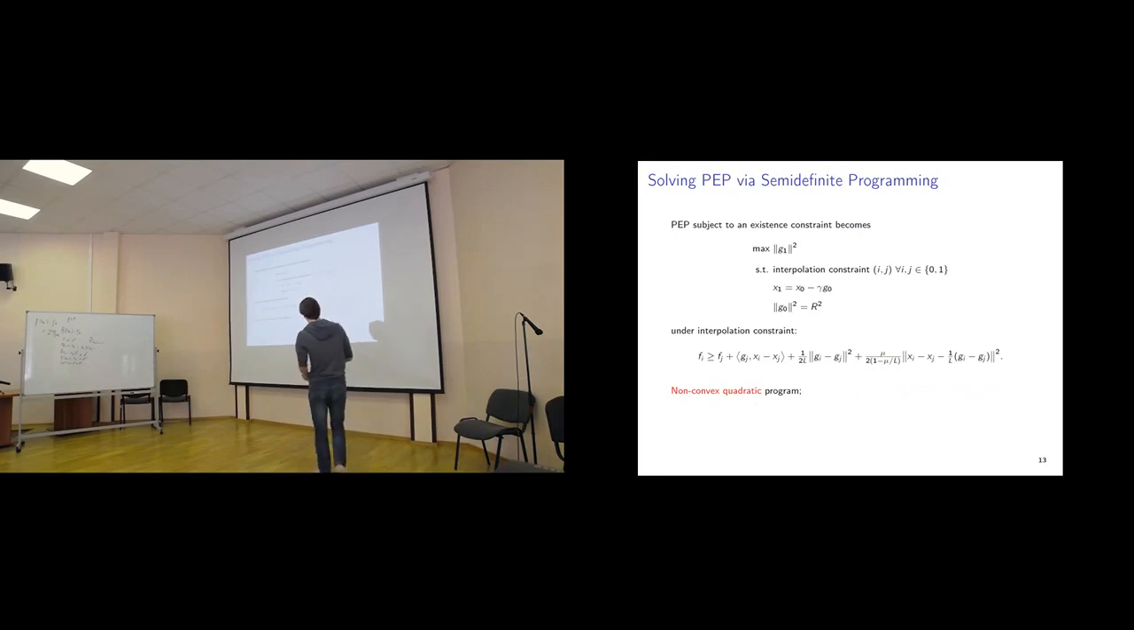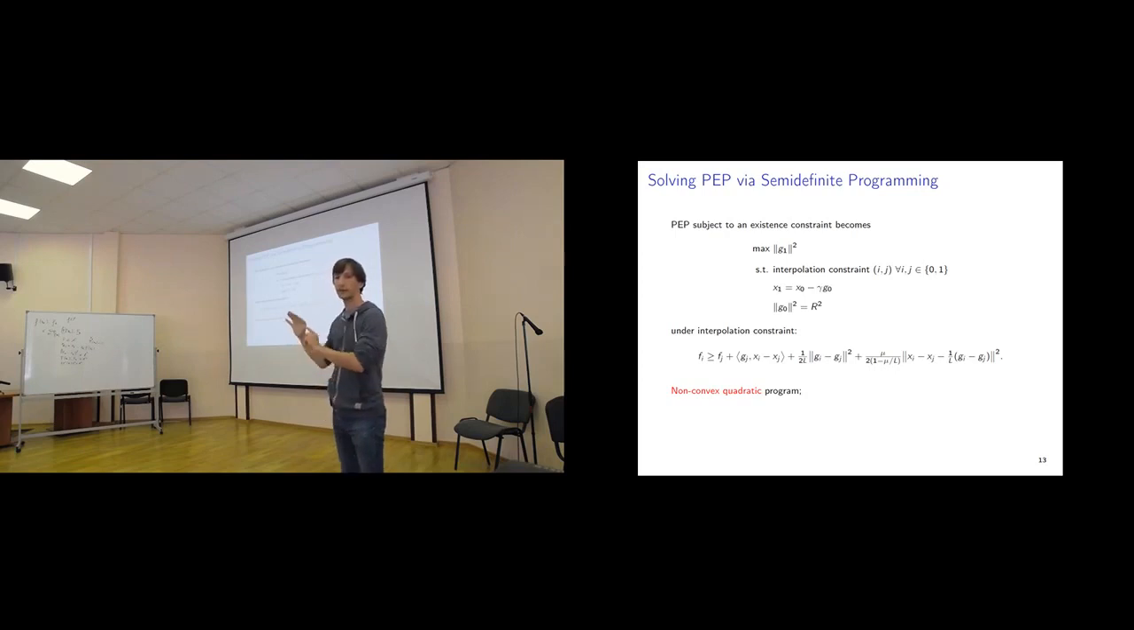Why is it non-convex? Actually, it's non-convex because of this term. So this is in fact convex, this is convex in terms of f, this is convex in terms of g and x, but this is not. If you have x times y, it's not convex. So it's a product of variables. Okay.